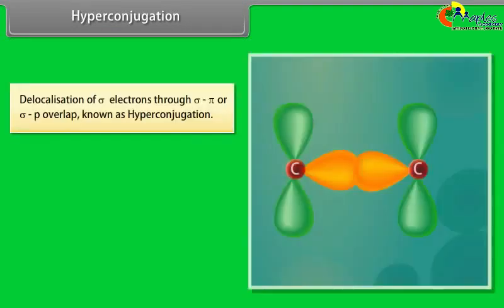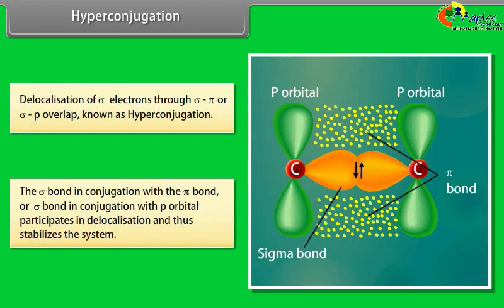Hyperconjugation. Delocalization of sigma electrons through sigma-pi or sigma-p overlap is known as hyperconjugation. The sigma bond in conjugation with the pi bond, or sigma bond in conjugation with the p orbital, participates in delocalization and thus stabilizes the system.